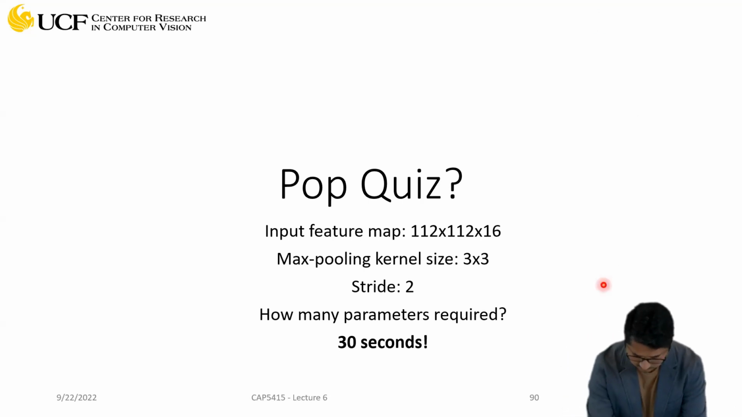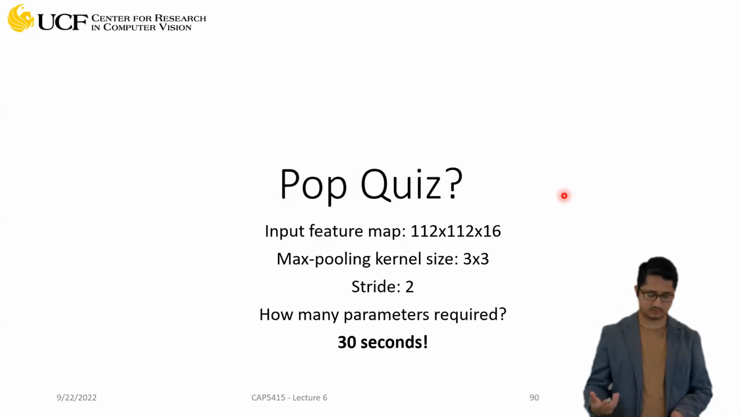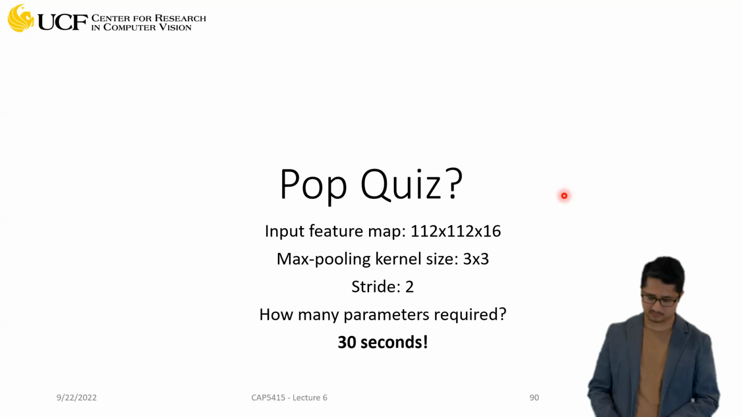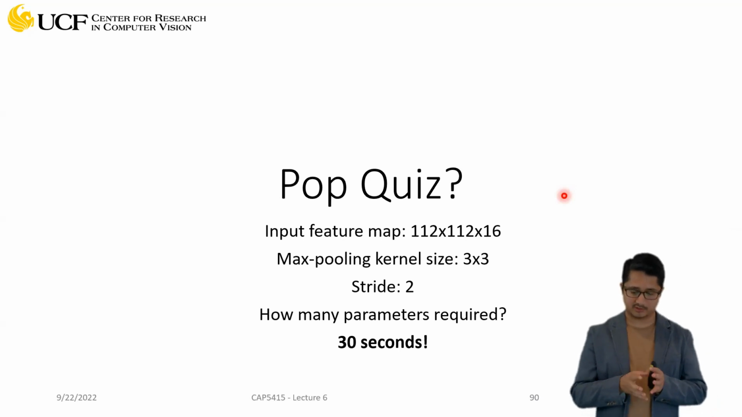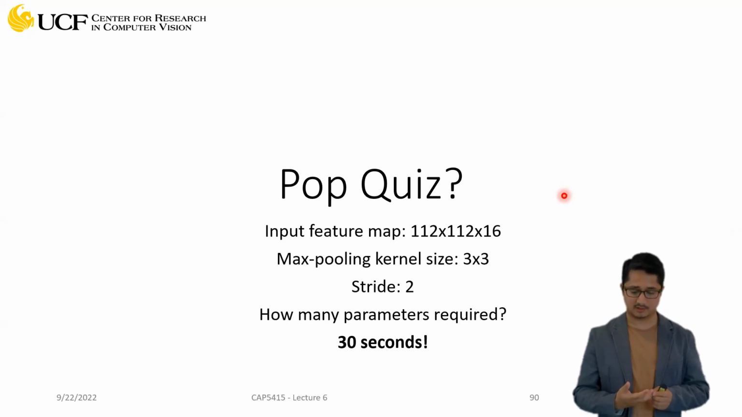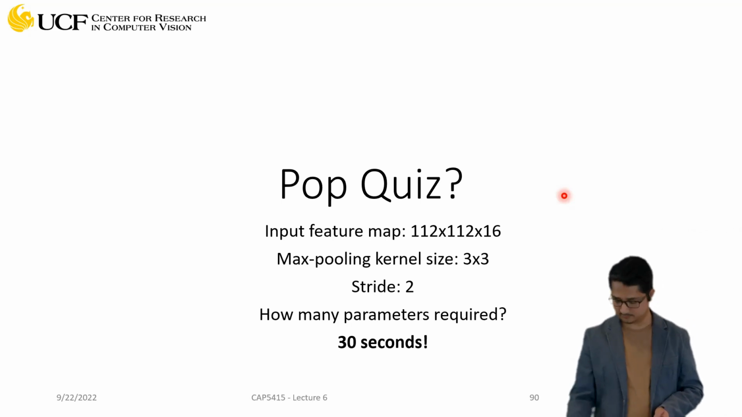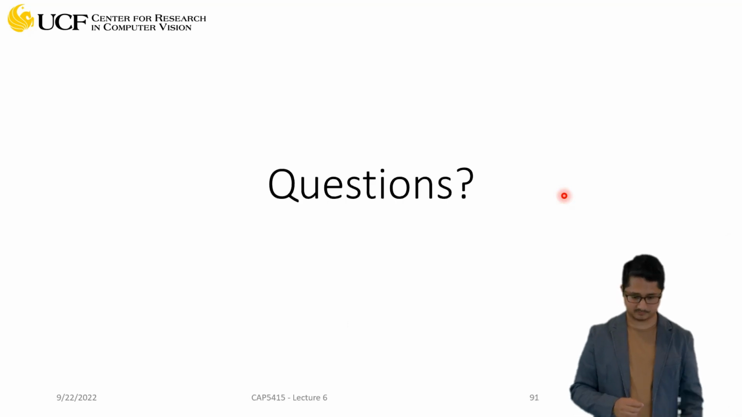Okay, so I think we are over time. The answer to this question is that you won't require any parameters, because, as we discussed, for the max pooling operation we don't need anything. You just use the values in your activation feature map, and the operations are usually max or average pooling. Again, for that you don't need any parameters. You just use the mathematical formulas required for this. So the answer will be 0 for this pop quiz.